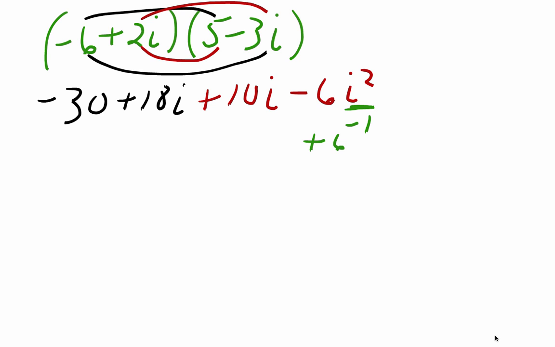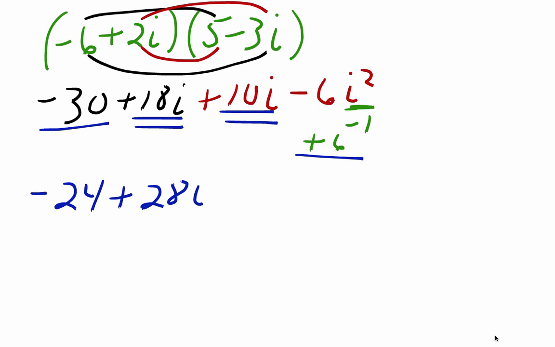So now we're going to get our like terms together. So the negative 30 and the positive 6, which would be negative 24. And then we also have the 18i and the 10i, which is going to be 28i. And I didn't say it before, but when you're adding those together, the i's just act like variables, just like if I had 18x plus 10x. So the i's, when you're adding them together, just act like variables. So you just bring that along. You don't put it to i squared. You only make it i squared when you're multiplying.